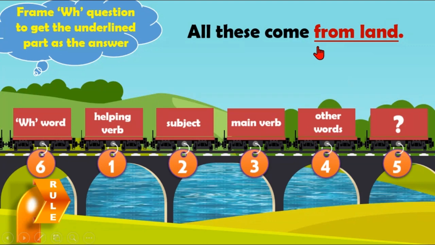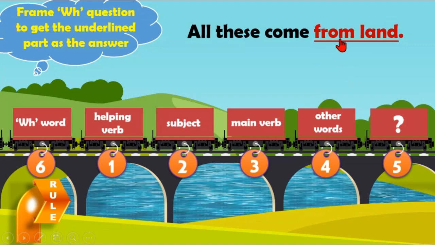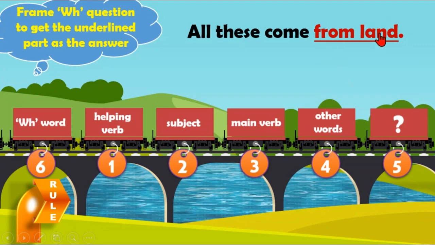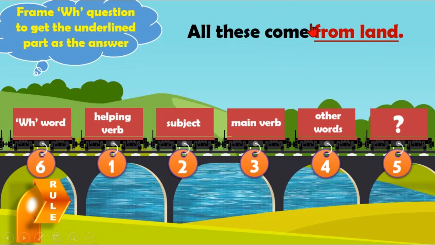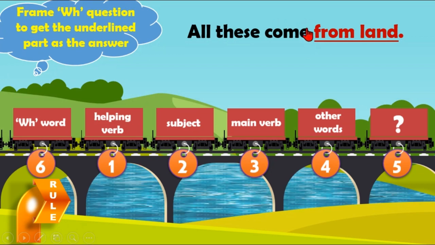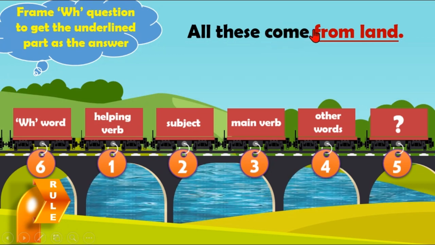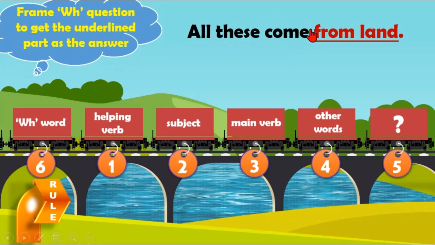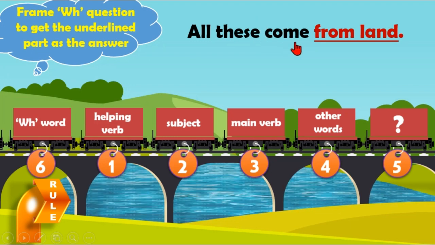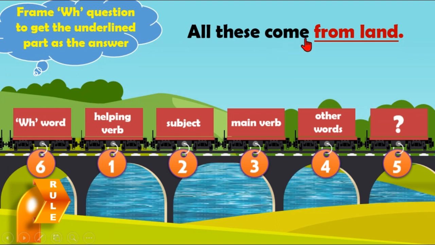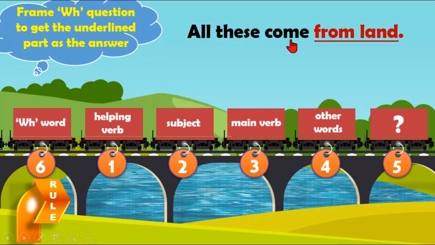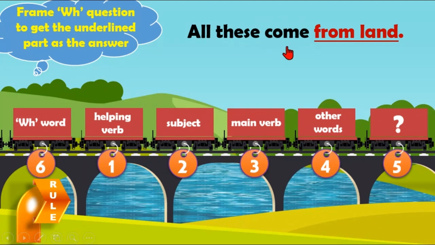How can we make WH questions for this answer? From land. First we have to write the helping verb. What is the helping verb of this sentence? Here no helping verb is given, but the action word come is given. It is simple present tense, the base form of the verb. So we have to split these words.